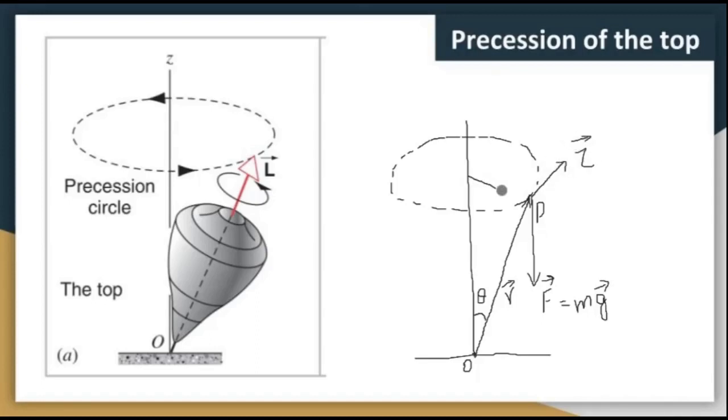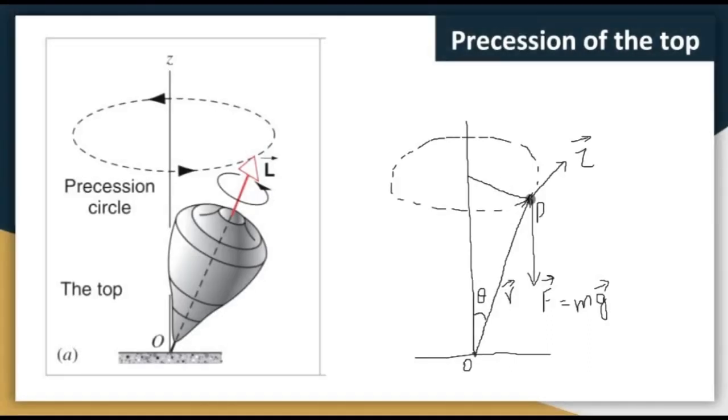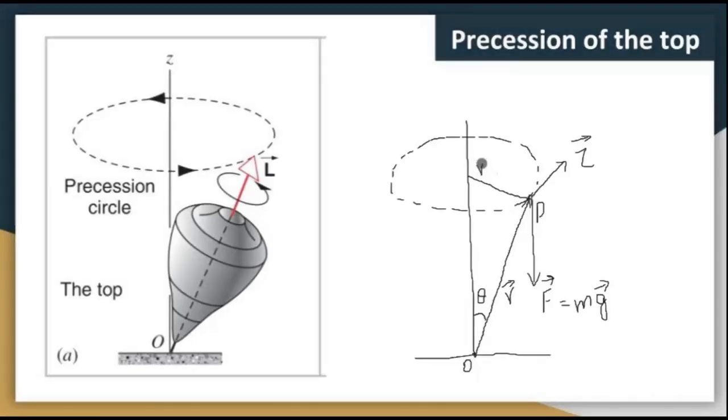Let's determine the perpendicular distance between the axis and the particle. This distance is the radius of my precession circle. We know theta, and sine theta is equal to opposite side by hypotenuse. Opposite side is the radius and hypotenuse is the magnitude of the position vector. So sine theta is equal to radius by the position vector r. So radius is equal to r sine theta.